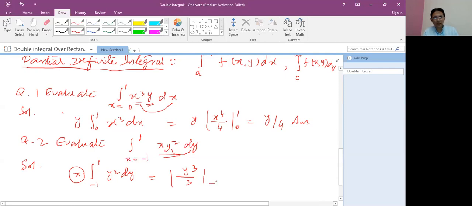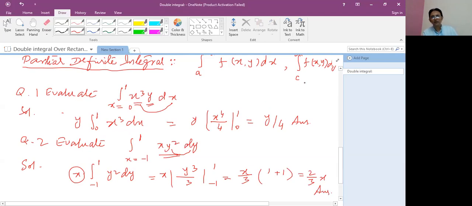So when we are applying the limit minus 1 to 1, the answer is: if you integrate x squared, you get x cubed over 3, and 1 cubed is 1, minus 1 into minus 1, it is plus 1. So it means it is 2 upon 3 of x. This will be your answer of the given integral.